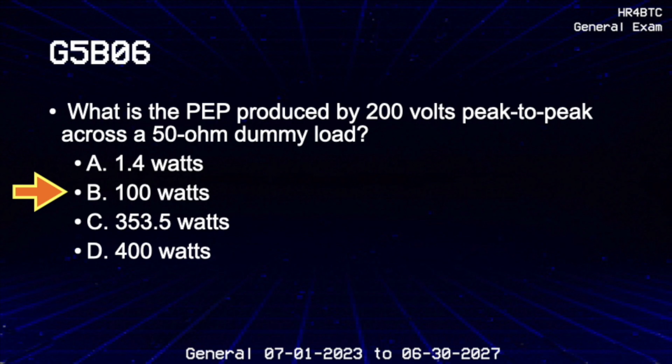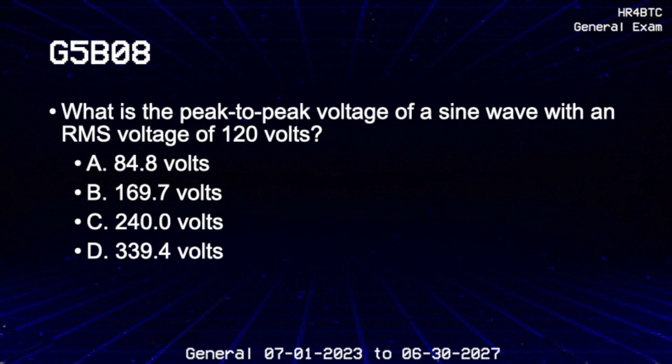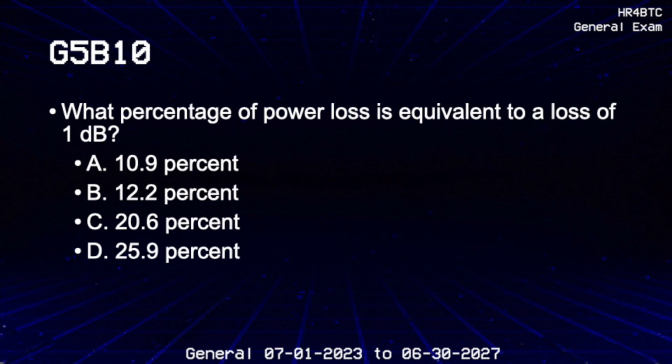100 watts. What value of an AC signal produces the same power dissipation in a resistor as a DC voltage of the same value? The RMS value. What is the peak-to-peak voltage of a sine wave with an RMS voltage of 120 volts? 339.4 volts. What is the RMS voltage of a sine wave with a value of 17 volts peak? 12 volts. What percentage of power loss is equivalent to a loss of 1 decibel?